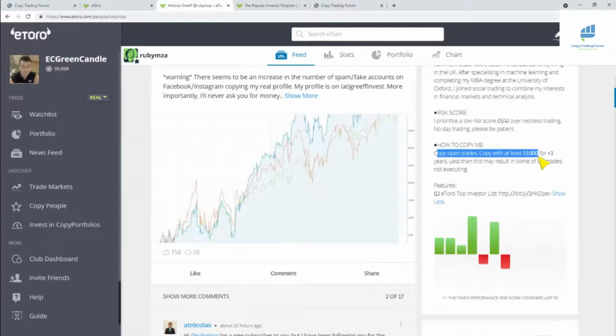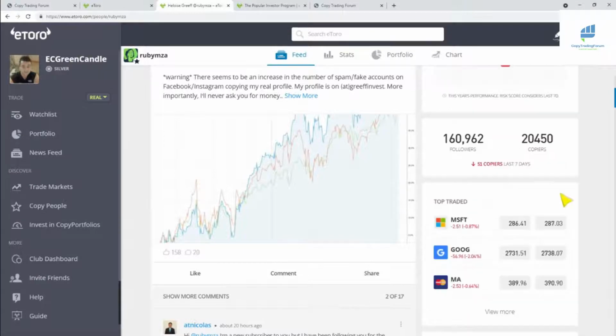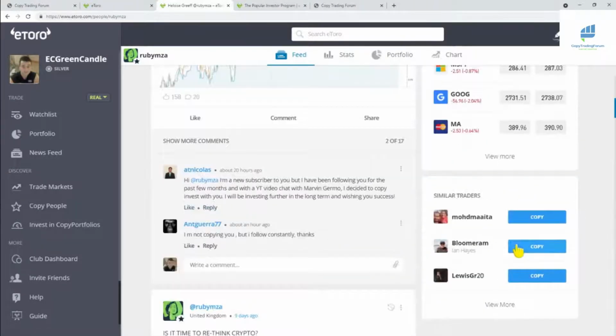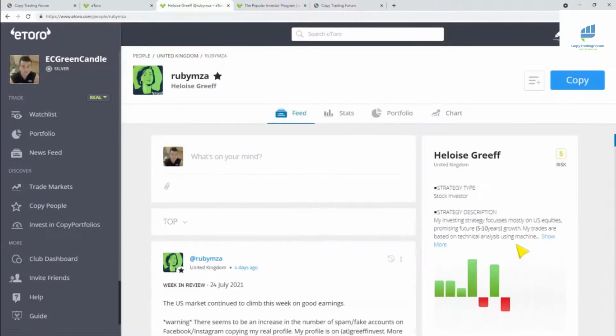So she's telling you how to copy here. Copy with at least 1,000 for 3 years plus. So each popular investor will tell you how much they recommend you copy, but the minimum copy amount on eToro is $200. But you can see all that. You can see the stats here. She has 20,450 people copying her. Okay, and so that's all there for you to read before you invest.